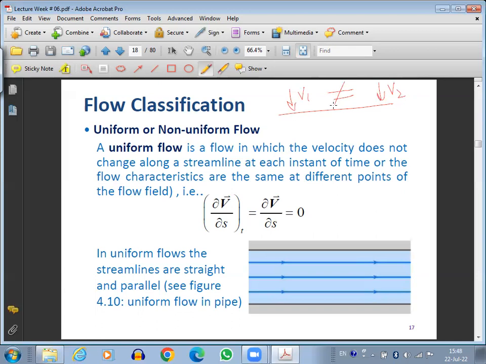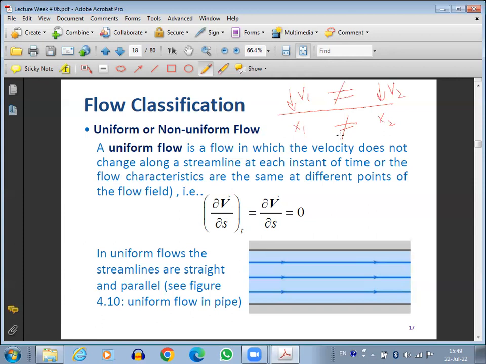Suppose the velocity is either increasing or decreasing while the fluid is moving in space. The position of v1 is, let's say, x1, and the position of v2 is x2. They are not the same point; they are different points in space. So if the fluid is moving in space such that its velocity is changing from point to point within space, then we call it a non-uniform flow.